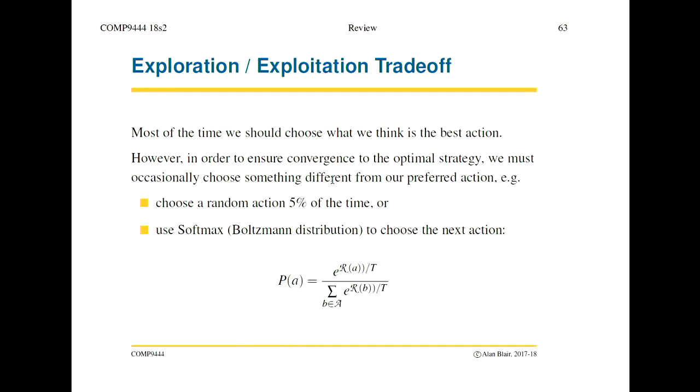We talked about the exploration-exploitation trade-off. In order to guarantee learning the optimal policy, you have to sometimes choose an action which is not the one you think is best. And we looked in some detail in one of the exercises at why that's true. The usual thing is the epsilon-greedy strategy: with probability epsilon, you choose a random action, but sometimes people use this Boltzmann distribution, which is similar to softmax.